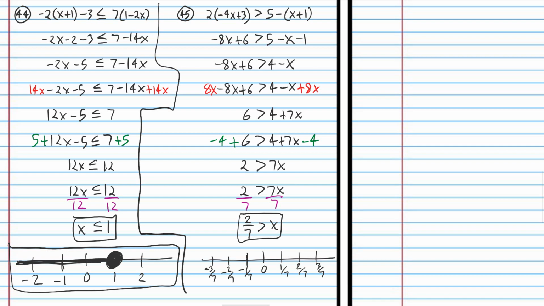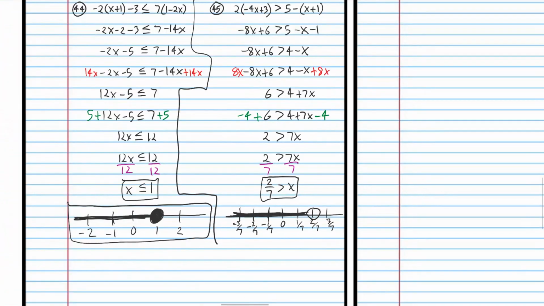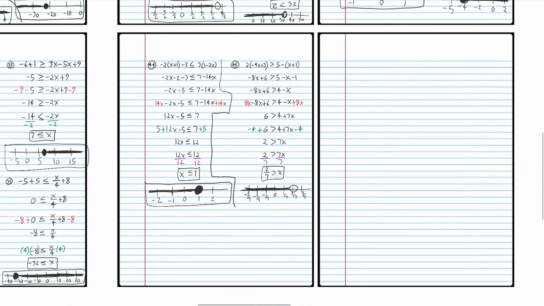X is less than 2/7 because Pac-Man wants to eat the bigger number, so that means x is less than. So mark your 2/7 with an open dot, and less than is over here. When x is less than, it's over here. X is the shaded part, x is less than, so we got to shade in less than the dot. All right, so we'll go ahead and rectangle that.